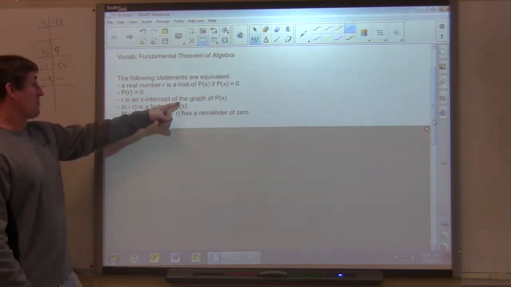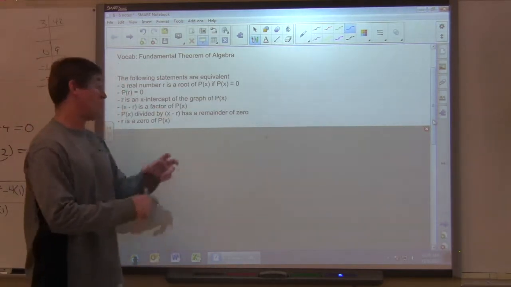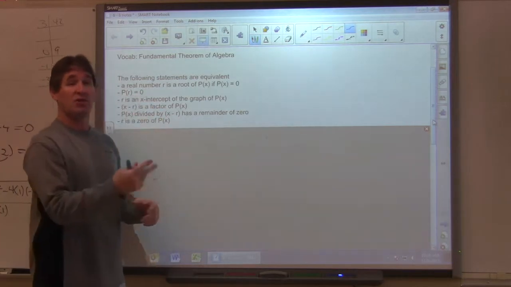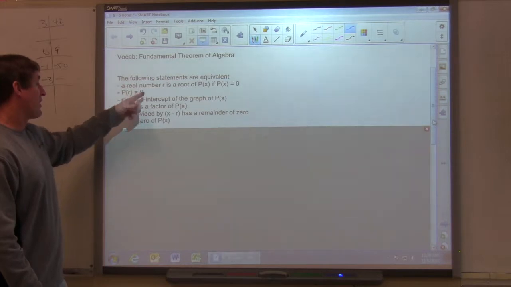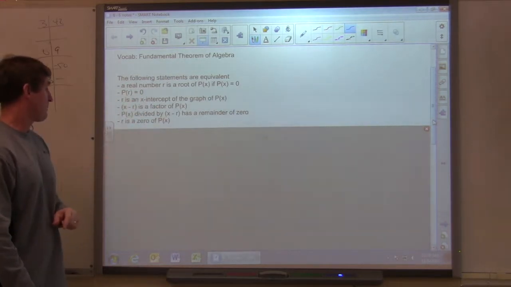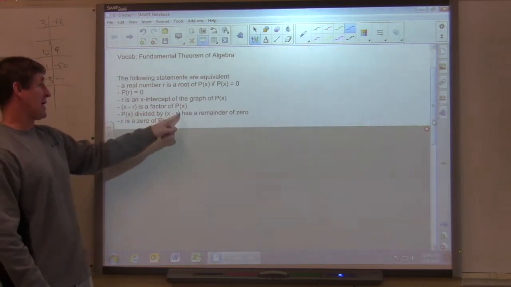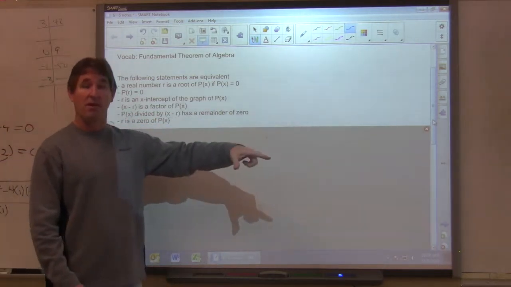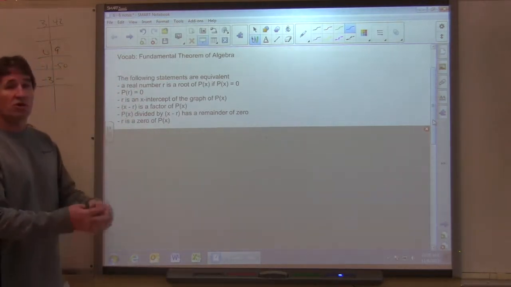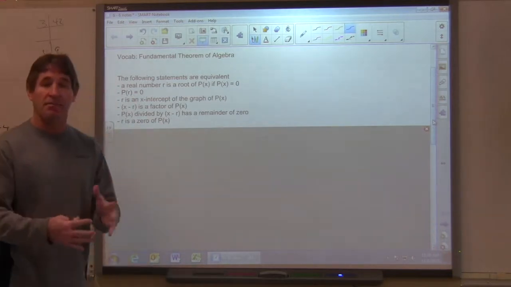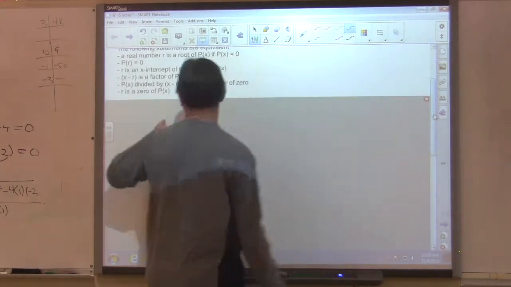R is an x-intercept of the graph of p of x. So remember, if it's a 0, then it's going to cross the x-axis. If it's a root, then it's an imaginary solution that will not cross the x-axis. X minus r, so we know if r gives us 0, then it's a factor of p of x. If we divide p of x, the polynomial, by x minus r, and it has a remainder of 0, then it's a factor. And then r is a 0 of p of x. So those all mean the same thing. They're different ways that we've looked at the polynomials.